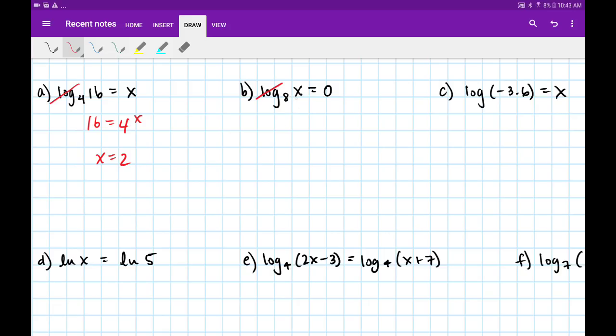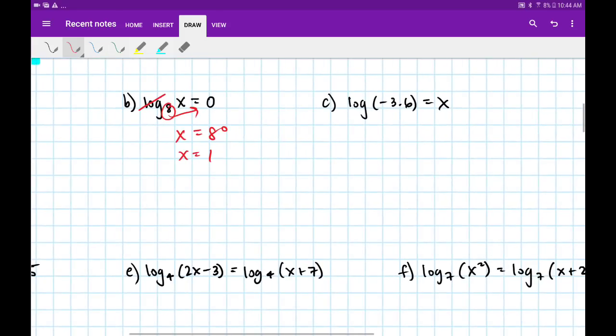Over here, cross out the log, bring down the x equals 8 to the power of 0. Well, anything to the power of 0 is 1, so that's our answer.